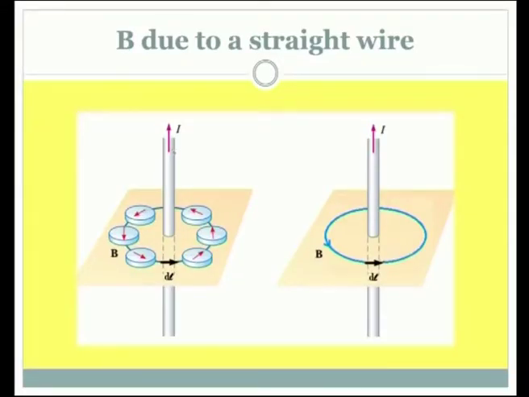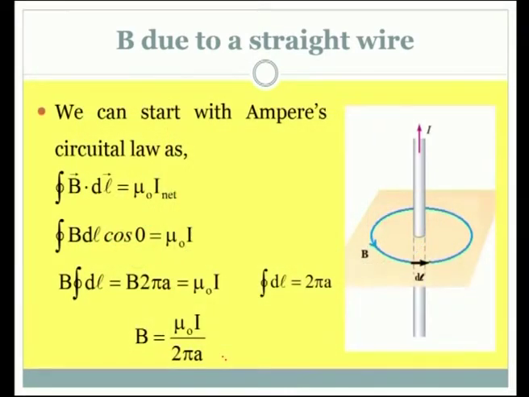The magnetic field around a current carrying straight wire is shown here, and if you place a magnetic compass needle, this is how the alignment will happen, and we have to consider a small elemental part of the Ampere's circuital loop. So, we will do that for a straight wire. We can start with Ampere's circuital law in the vector form, and it is written further in the scalar form. And what about the angle theta?